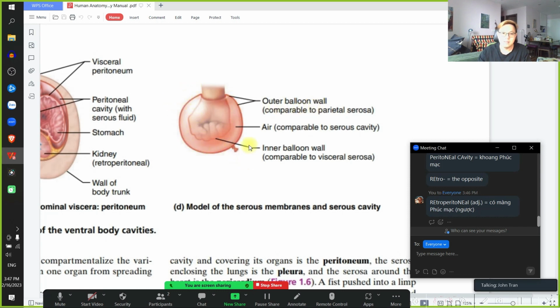And in the middle you have an air space, which is comparable to serous cavity.